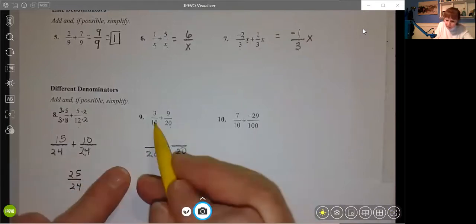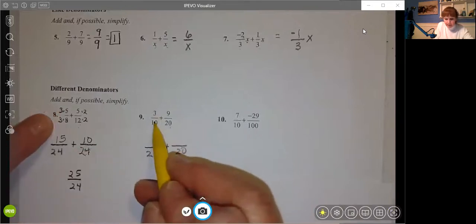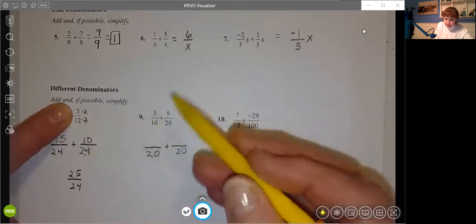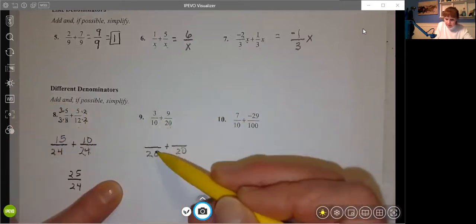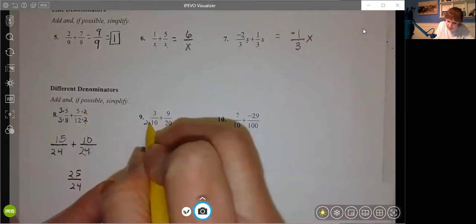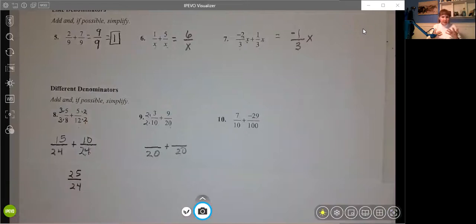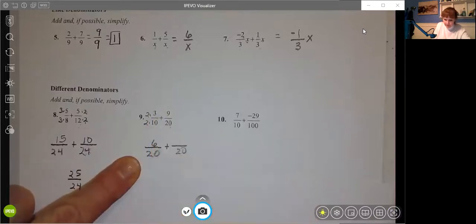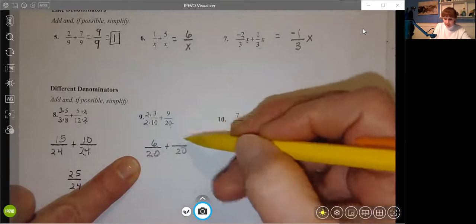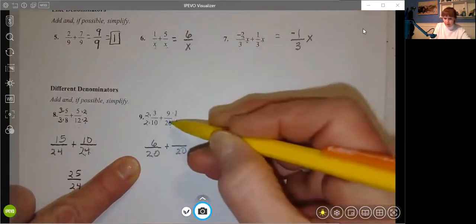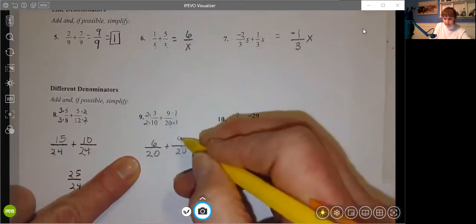Okay, so what am I going to multiply this by? See, here I multiplied by 3 over 3, and this one I multiplied by 2 over 2. So what do I need to multiply the 10 by to go to 20? Well, 2. So I'm going to multiply by 2 over 2. Don't make it harder than it is. So I get my 20 and I get 6. All right, what do I multiply 20 by to go to 20? Well, 1. Multiply by 1. You get 20, you get 9.